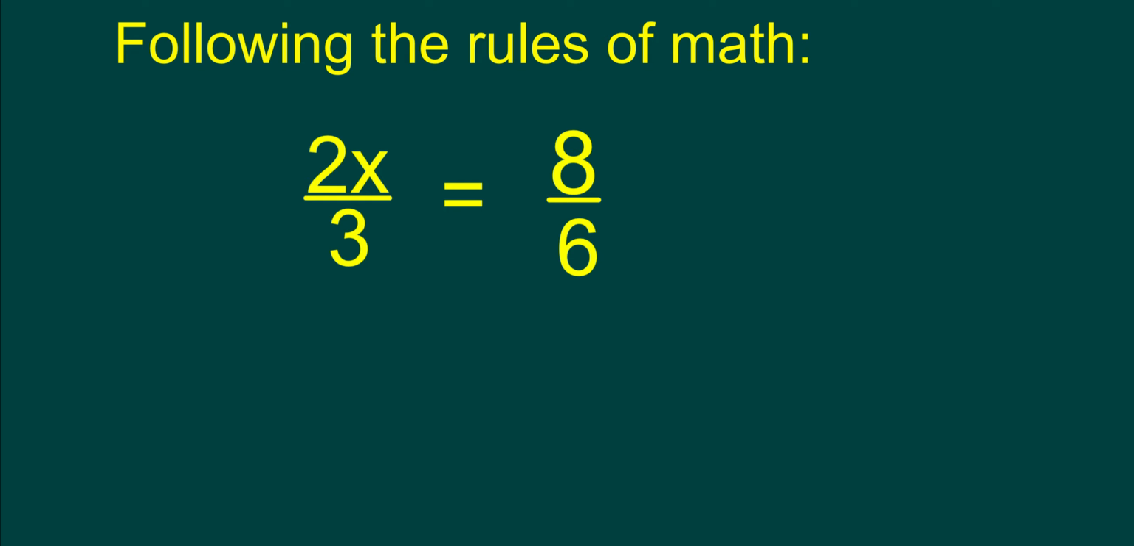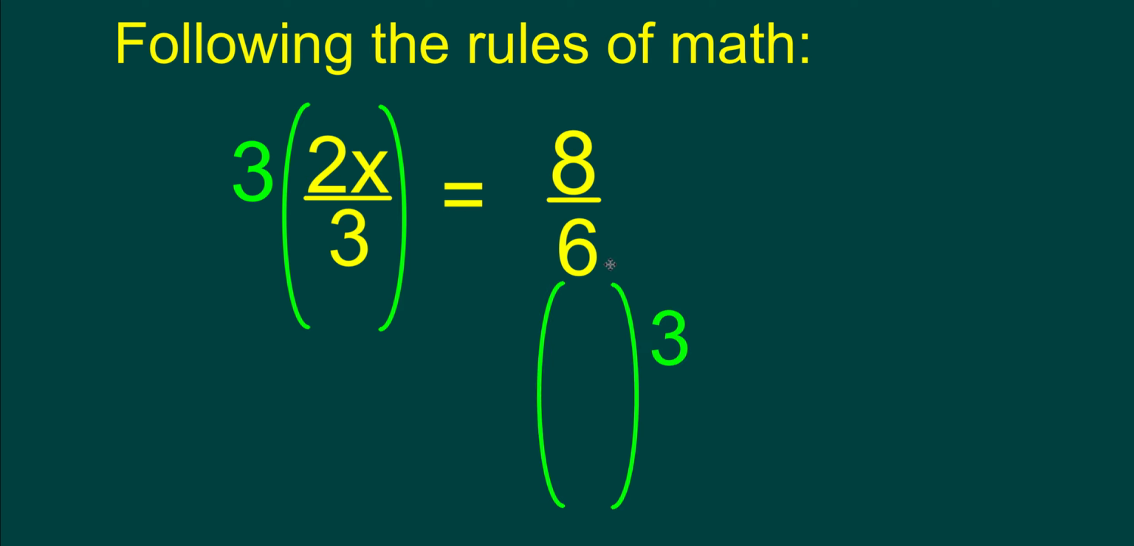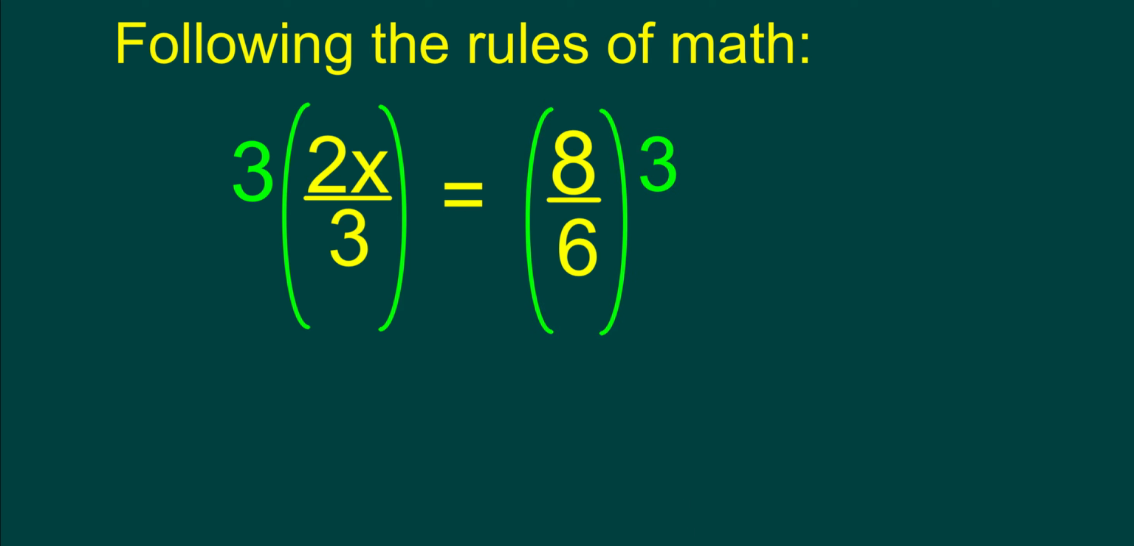So we follow the rules of math, which is essentially that what you do to one side, you have to do to the other. I've got my same relation of 2x over 3 is equal to 8 over 6. I am going to simply multiply the left-hand side by 3, because if we have a 3 on the top and a 3 on the bottom, they will cancel off. But if I multiply the left-hand side by 3, I also have to multiply the right-hand side. So on the left-hand side, we've got a 3 on the top and a 3 on the bottom, those cancel off, and we're left with 2x.